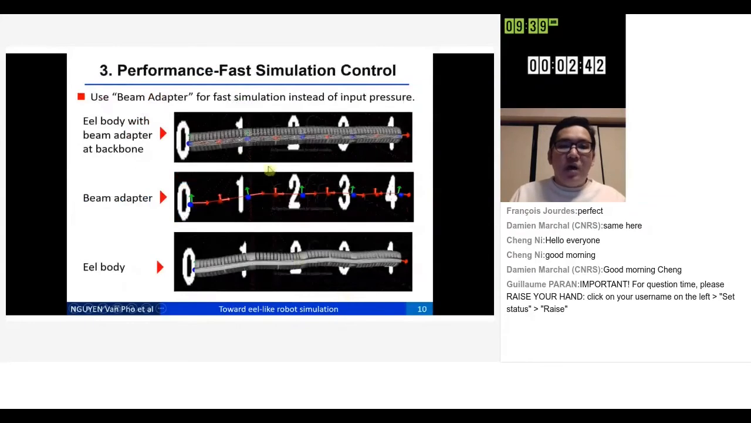Because the structure of the eel-like robot is very complicated with a large number of elements, it is very difficult to get a fast simulation in SOFA. In this scenario, we use a beam adapter embedded in the center of the eel-like robot for getting a fast simulation.